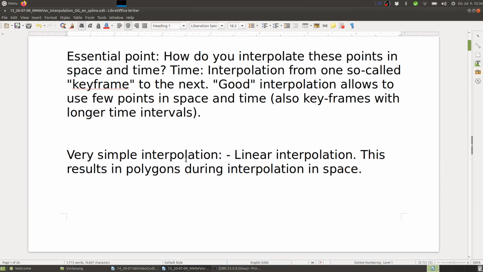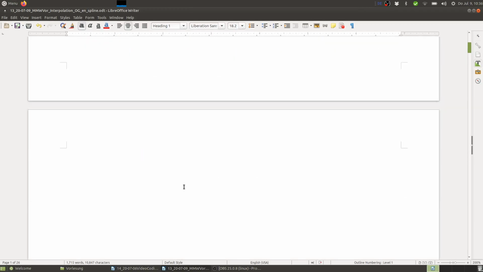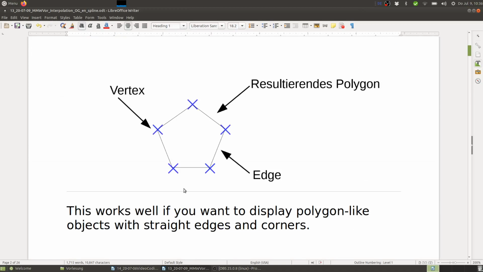So a very simple interpolation is linear interpolation. Right? And this results in polygons during interpolation in space. So we just take those points, those control points, and connect them by lines. That's the linear interpolation. So here's the example. We take those points and instead of a circle we now have this polygon because we just connected them by straight lines. So this works well if you want to display polygon-like objects with straight edges and corners, but not so well if you have a circle.